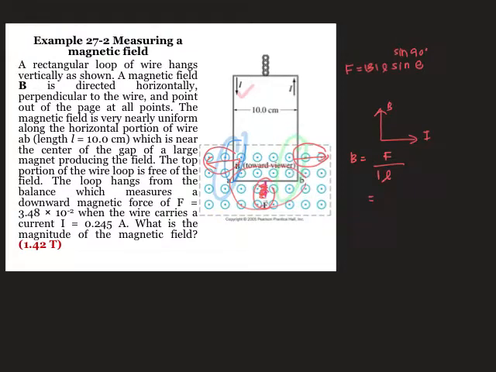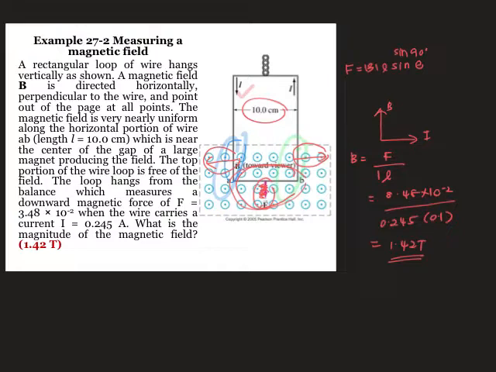The force is going to be 8.48 times 10 to the power of negative 2, and then the current is going to be 0.245, and your length here is only 10 centimeters, which is going to be 0.1. Therefore you are going to get your answer of 1.42 Tesla. Okay, that's how you do it.